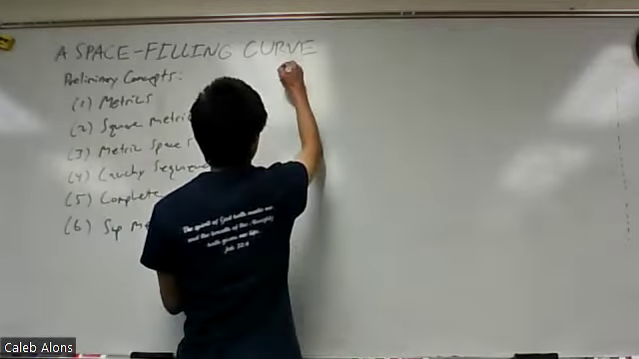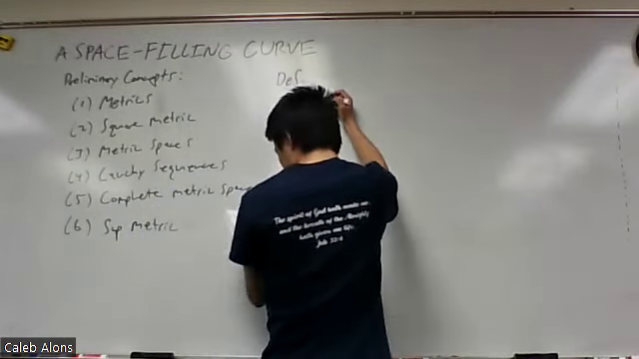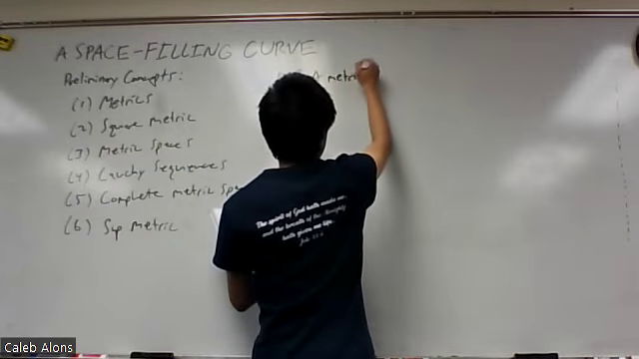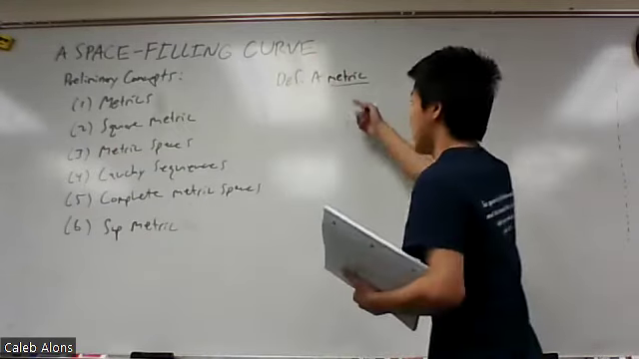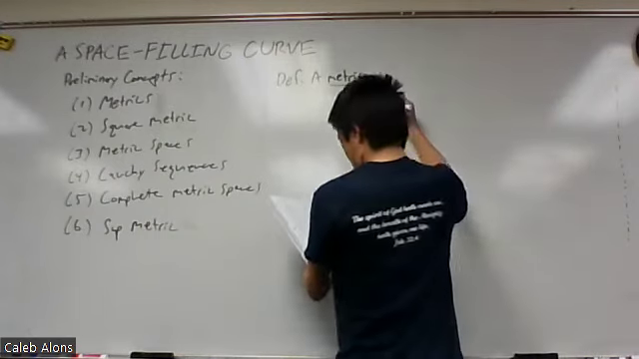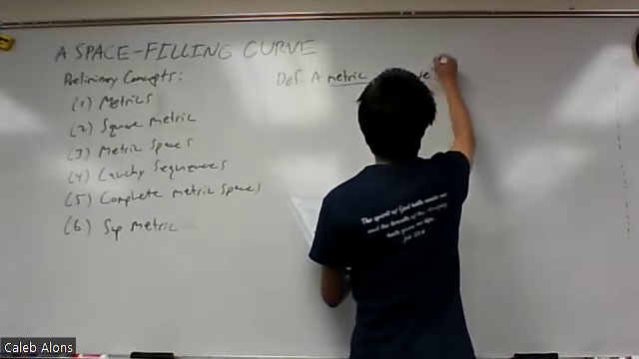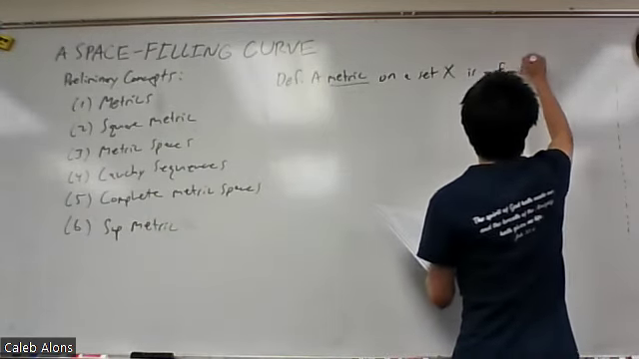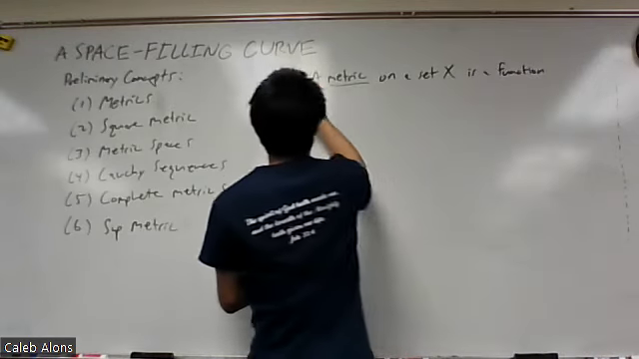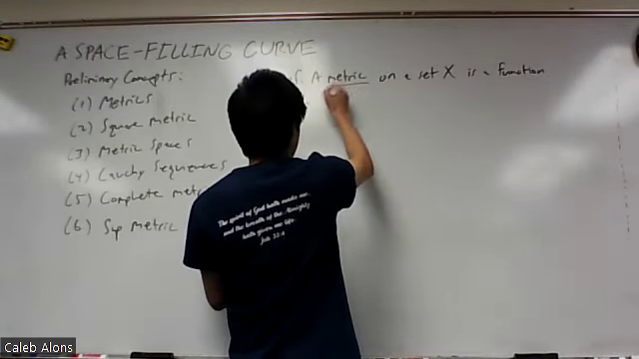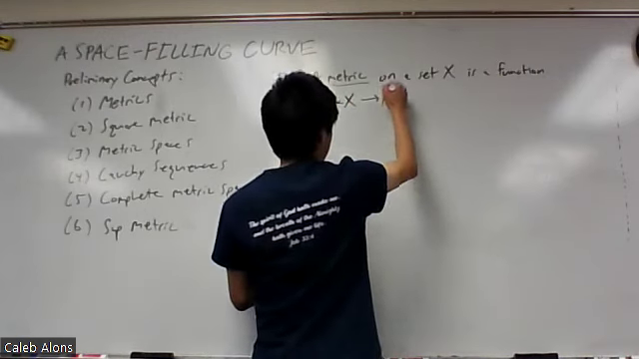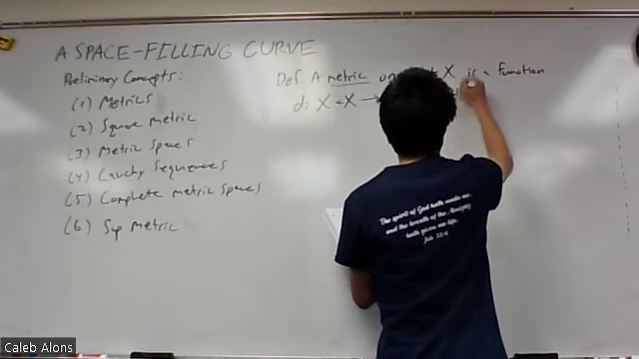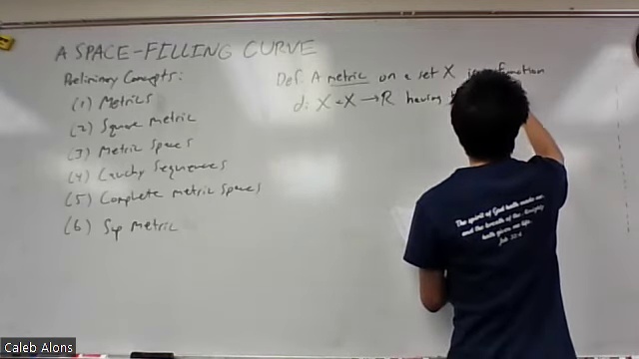So as a means of review, a metric. And when you think of metric, think distance. A metric on a set x is a function that takes, we can call it d, two points and spit out a number having the following properties.